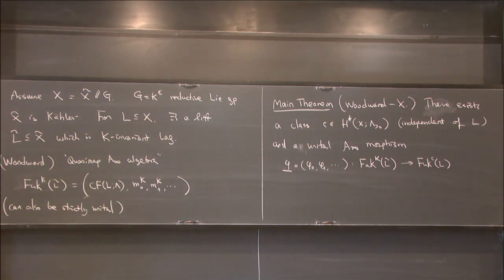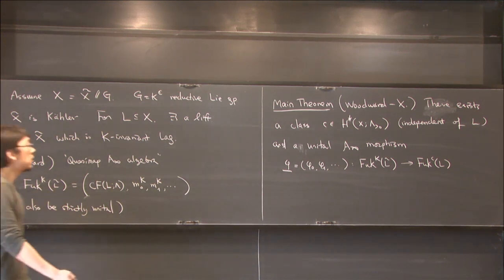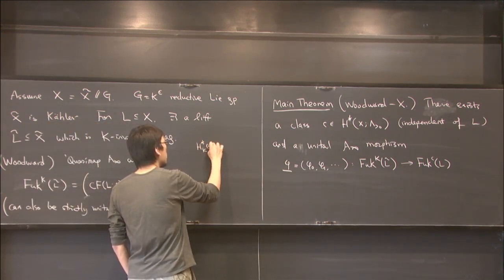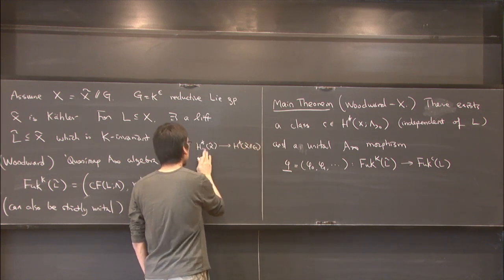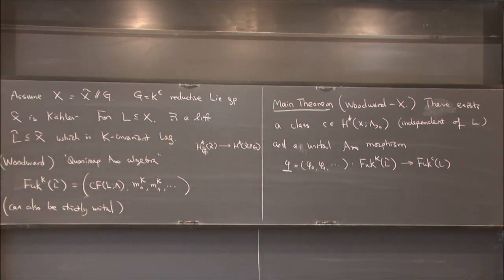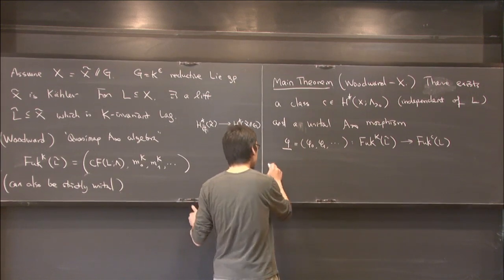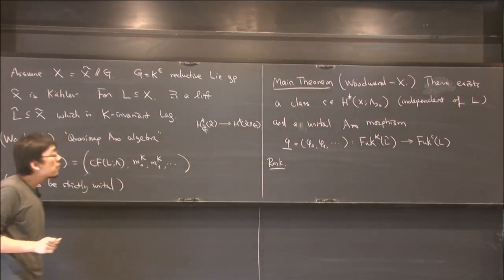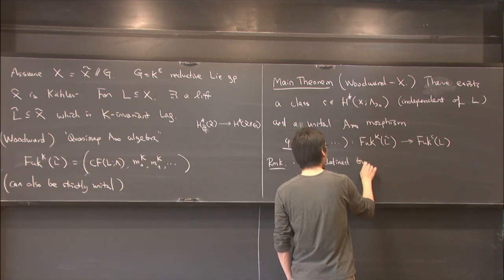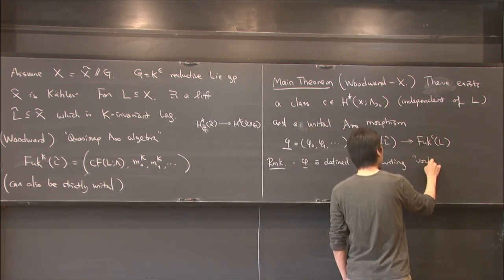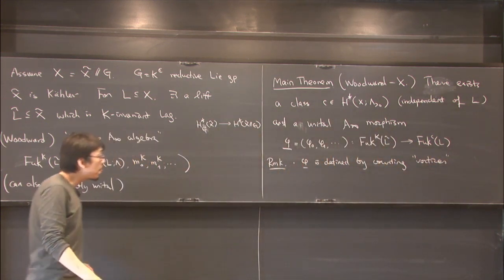This morphism is the so-called open quantum Kirwan map, because in some sense it is closely related to the classical Kirwan map, which is from the equivariant cohomology upstairs to the cohomology of the GIT quotient. Before I talk about the applications, let me make a few remarks. This phi is defined by counting vortices, which I'm going to explain later.